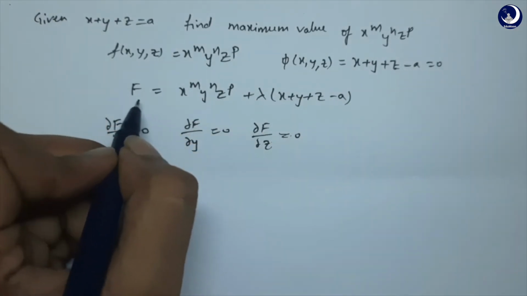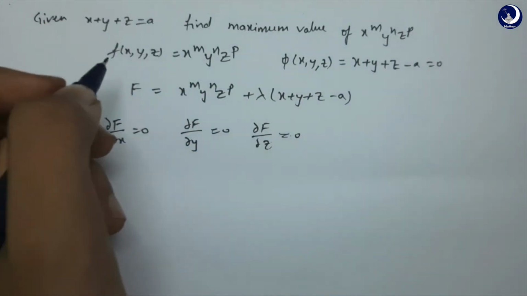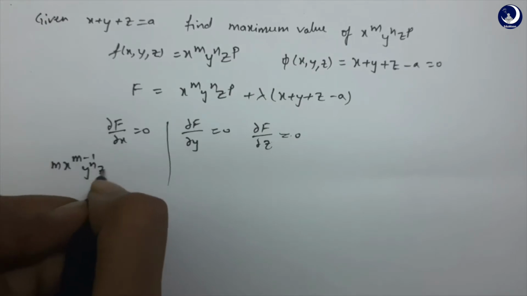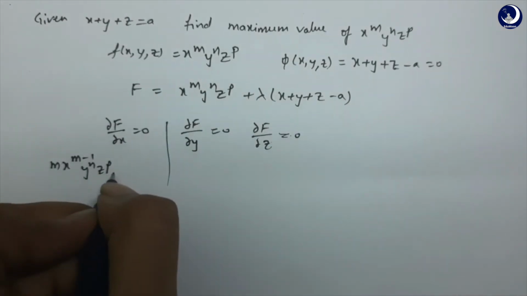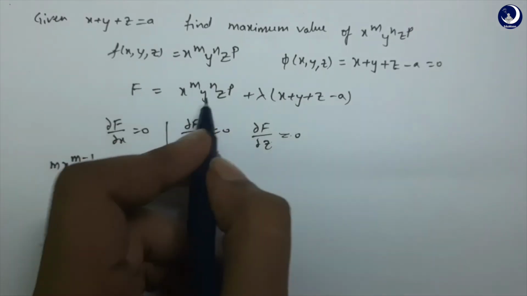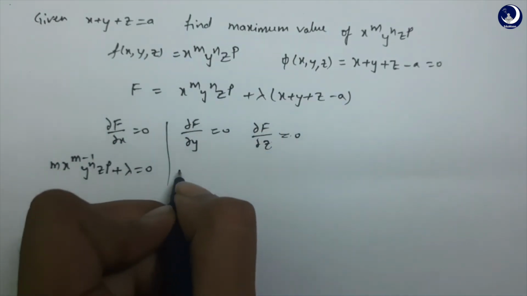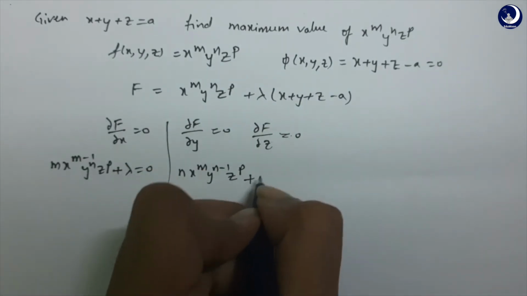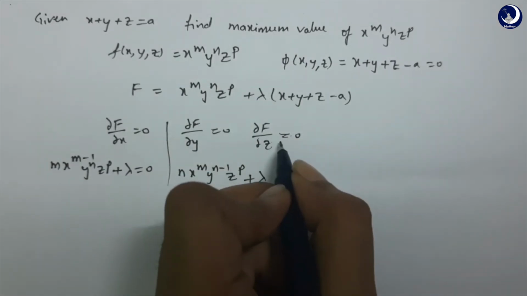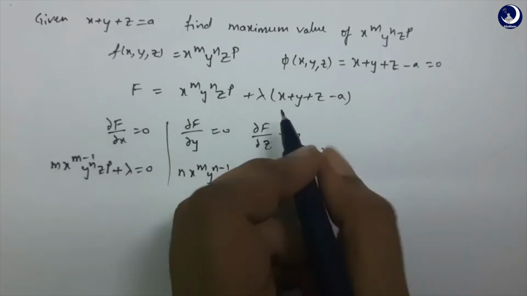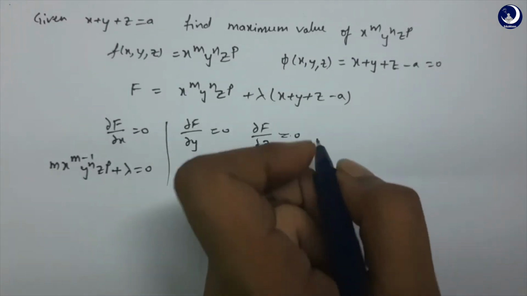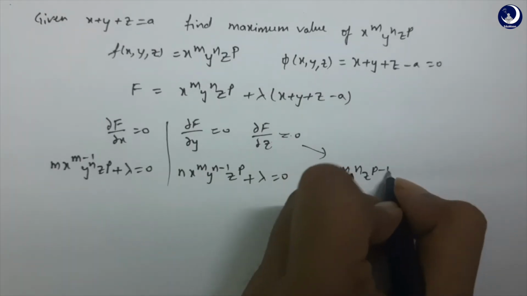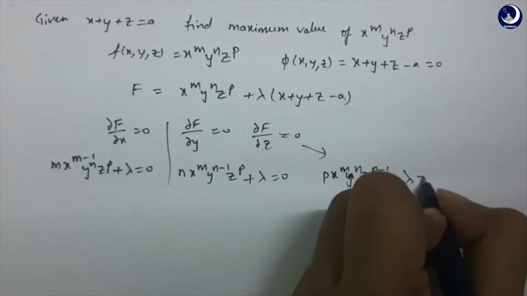Let's partially differentiate this function with respect to x. We would get m x^(m-1) y^n z^p. Here we have lambda x, so that will be plus lambda equals to 0. Now differentiate this with respect to y. We would get n into x^m y^(n-1) z^p plus lambda, so lambda y, that's y, and now equals to 0. For this one, differentiate this function with respect to z, we would get p x^m y^n z^(p-1) plus lambda again and equate it to 0.